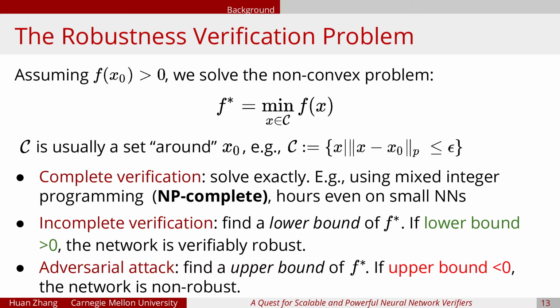Another way is to do adversarial attack, where I just optimize this function using gradient descent, and we can find the upper bound of f star. If the upper bound of f star is less than 0, then we can show the network is non-robust.